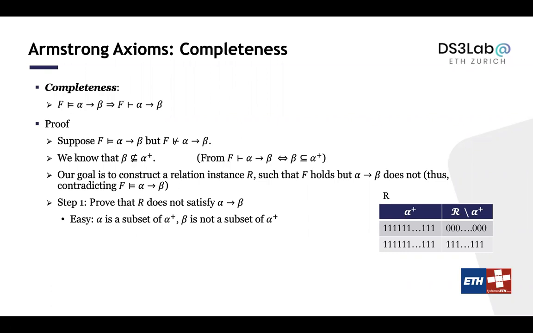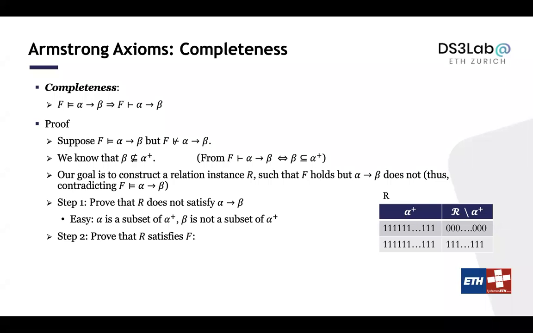Right? So how can we prove it? In this case, alpha is a subset of its closure, always. So the alpha column will always be here. And beta is not a subset of alpha plus. It means that for beta, you will have some attribute on the right-hand side. In this case, you have two tuples that share a value on alpha by construction, but they have different values on beta. So it's very simple. This relation does not satisfy alpha to beta.